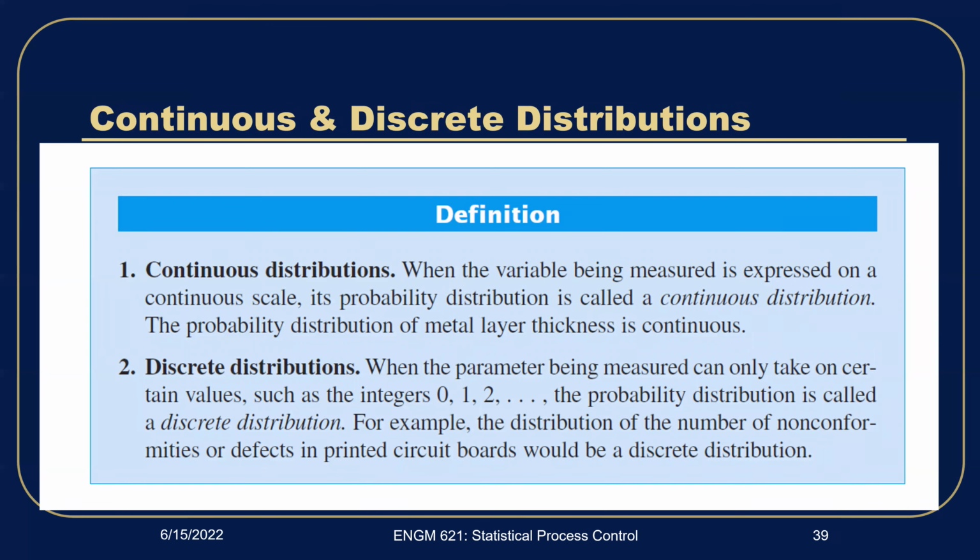Next topic, let's learn or review some important discrete and continuous distributions. When the variable is on a continuous scale, its distribution is a continuous distribution. The metal layer thickness is a continuous distribution. When the parameter can only take on certain discrete values, its probability distribution is a discrete distribution. For example, the number of nonconformities or defects in a printed circuit board.